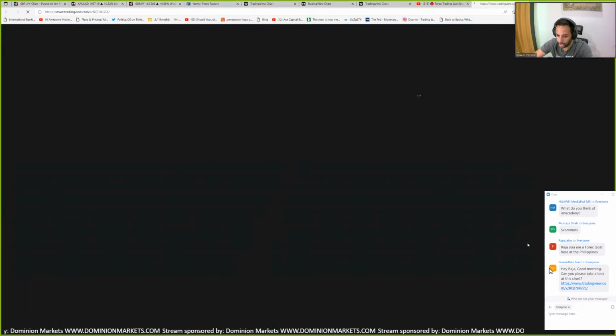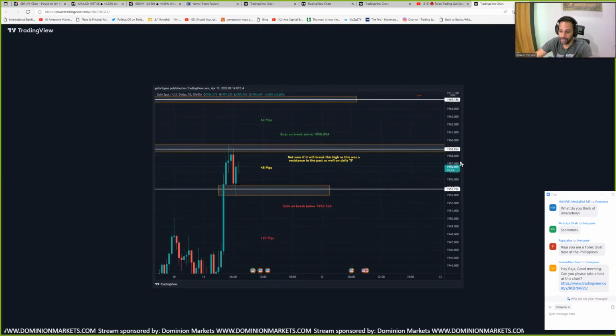Let's take a look at this chart here. Forex gold in Philippines. I really want to come to Philippines. We'll see if we can make that work.